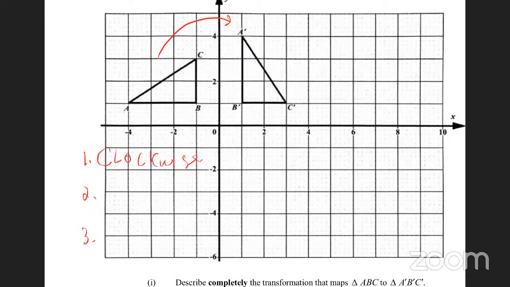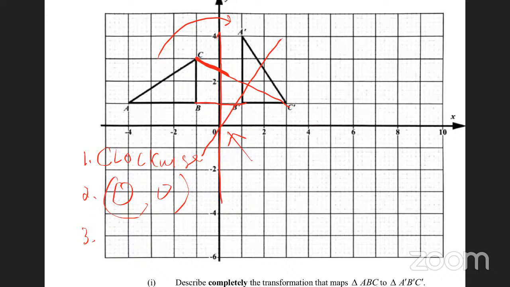All okay? Yeah? What about how we get the center of rotation? Connect B and B prime and bisect it. Connect C and C prime and bisect it. Do you see that? So where do those two lines meet? At 0, 0.